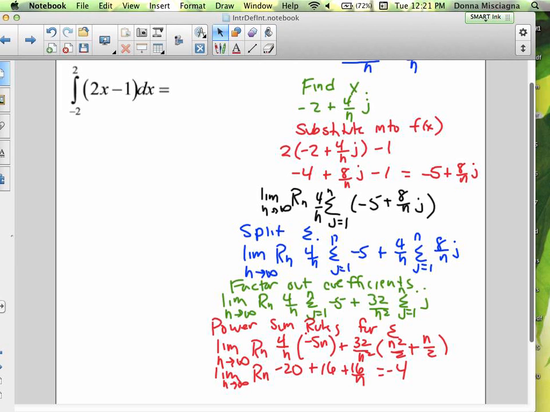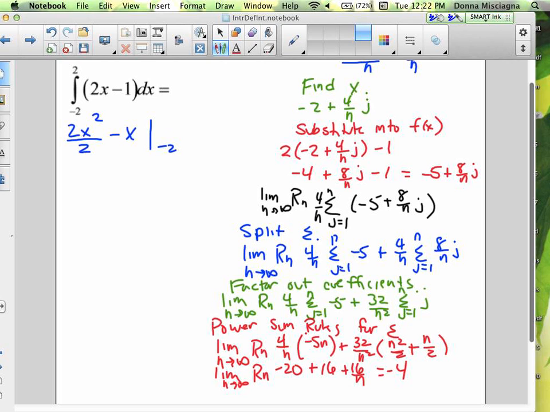Let's see what we get when we integrate and evaluate, and hopefully it's negative 4. All right, so we have 2x, we're going to increase the exponent by 1, squared, divide by the same thing, minus, and then the antiderivative of 1 would be x. And we're evaluating that from negative 2 to 2. Let's simplify. So that would be x squared minus x, evaluated from negative 2 to 2. So plug the 2 in everywhere. So we have 2 squared minus 2.